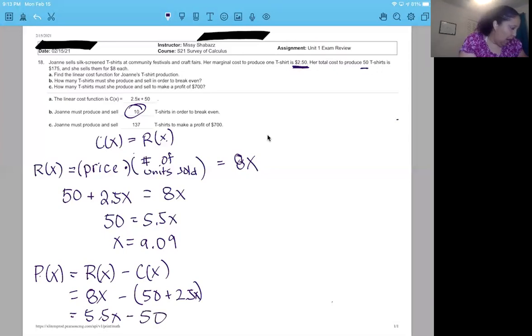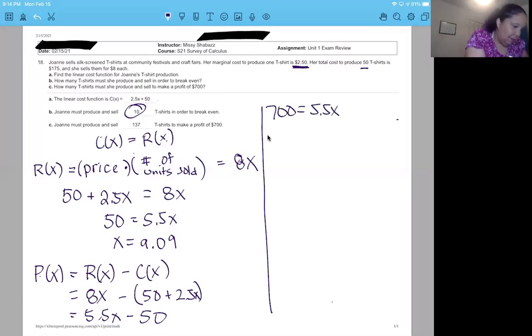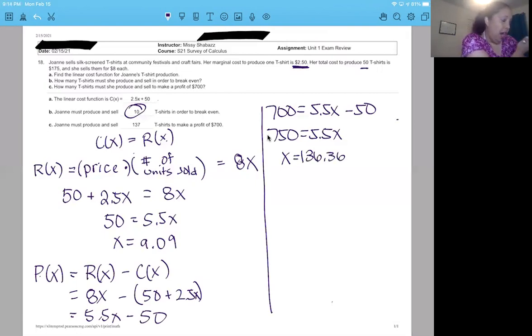All right, so I want a profit of 700. So 700 equals 5.5x minus 50. Add 50 to both sides. So I have 750 divided by 5.5, which gives me 136.36. So 136 would not make a profit of at least 700. So I need 137 t-shirts.